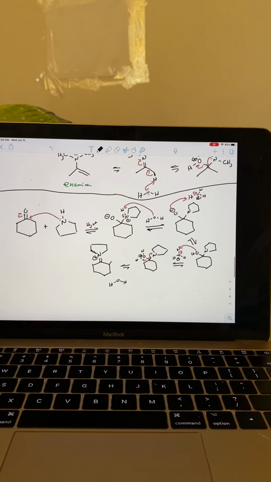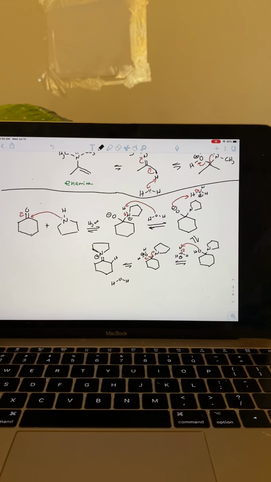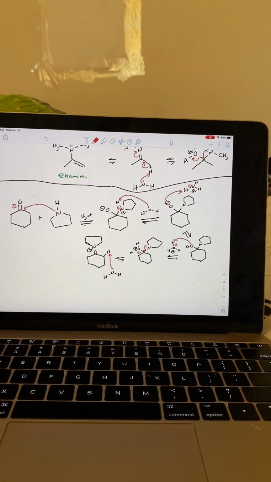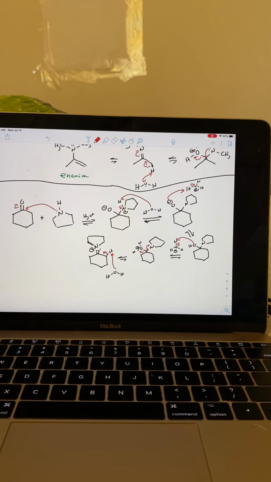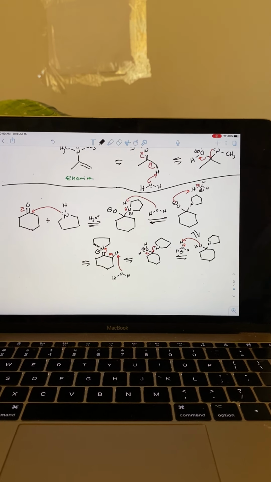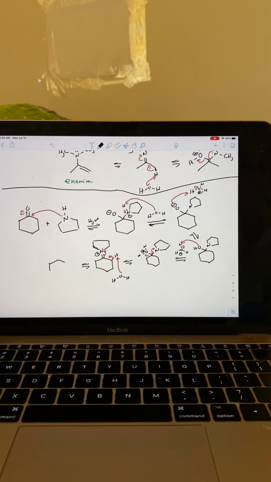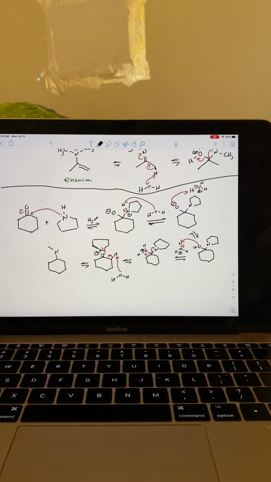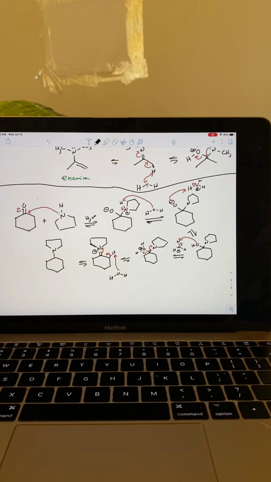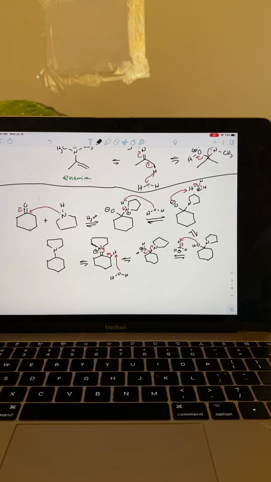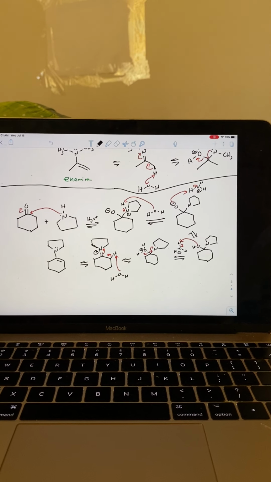However, I'll just choose this side. We have 2 protons on each side of that carbonyl group. So we could take this proton off, move these electrons up onto this nitrogen to form our enamine. So we end up forming a new carbon-carbon double bond here, and put the lone pair on the nitrogen.